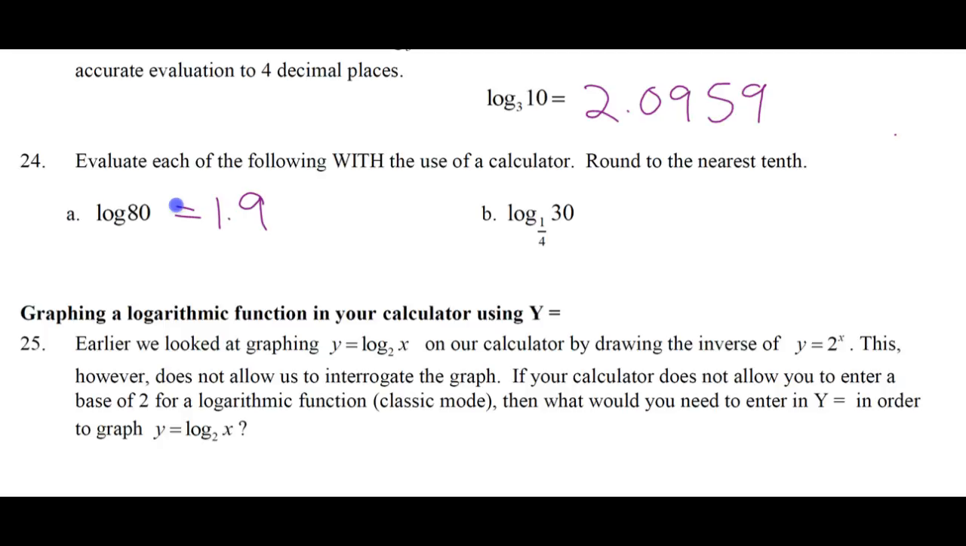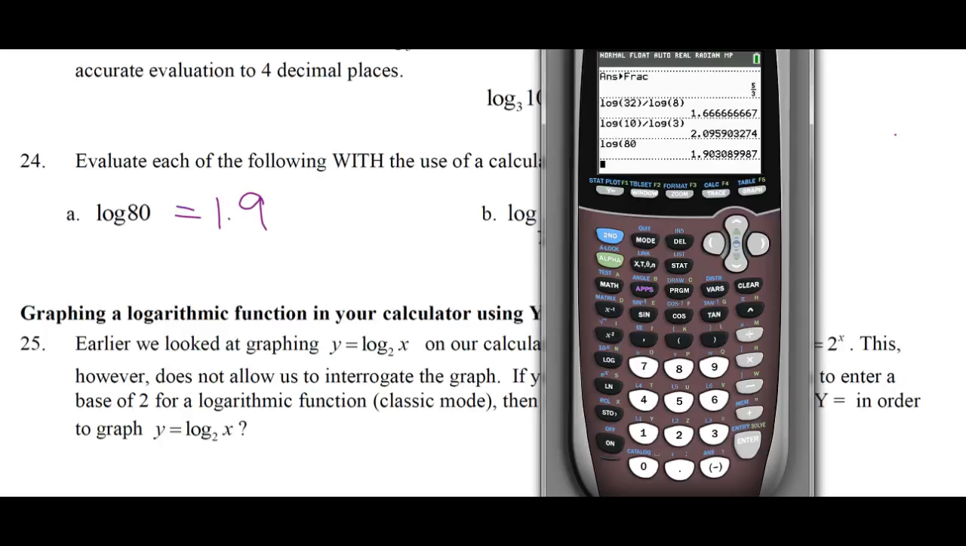And here, log base 30 of a quarter. So what do we do? Log 30 divided by log 1/4. Negative 2.5.